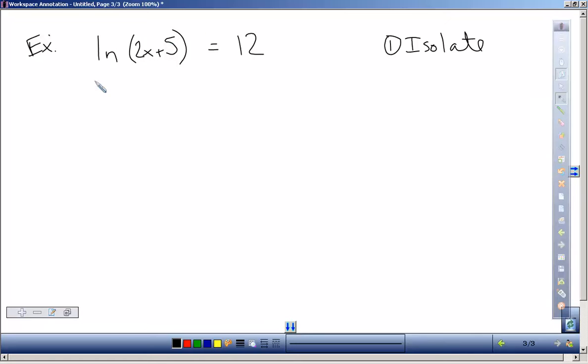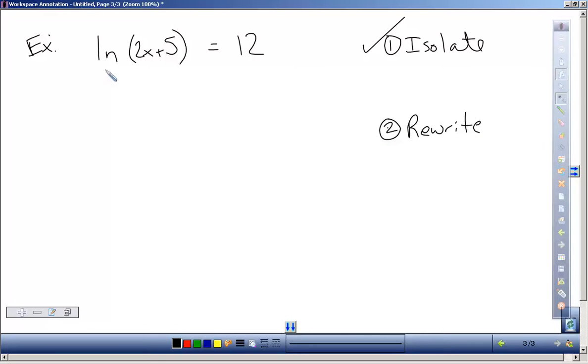2x plus 5 is inside the log, so I can't actually do anything with that. There's nothing going on outside of the log. I've got nothing being multiplied. I've got nothing being added or subtracted, so this is as isolated as it's going to get. So now I can check that step off and move on to step number 2, which was to rewrite as an exponential.